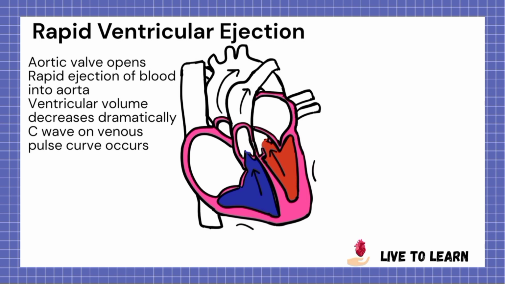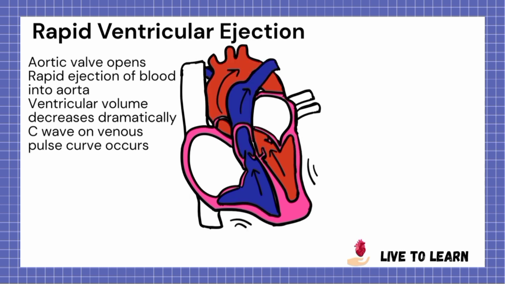The third event is rapid ventricular ejection, during which the aortic valve opens and there is rapid ejection of blood into the aorta. Ventricular volume decreases dramatically. The C wave on the venous pulse curve occurs due to the bulging of the tricuspid valve into the right atrium during right ventricular contraction.